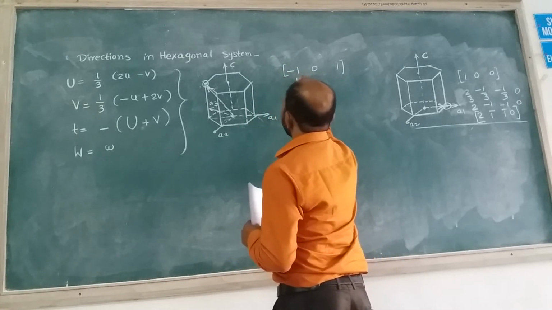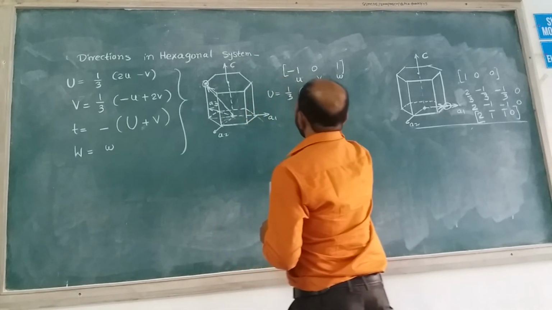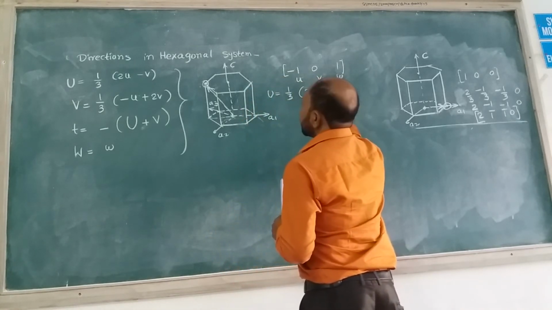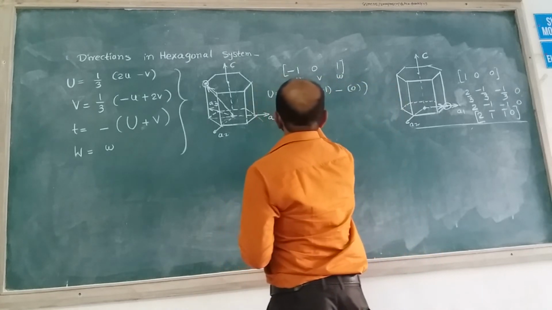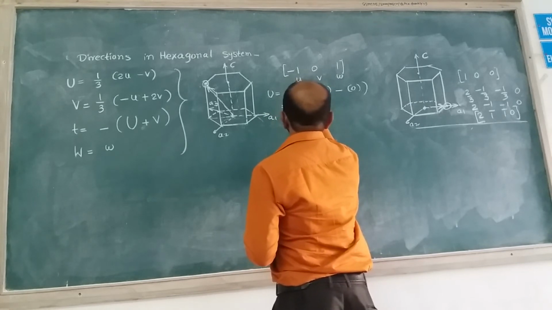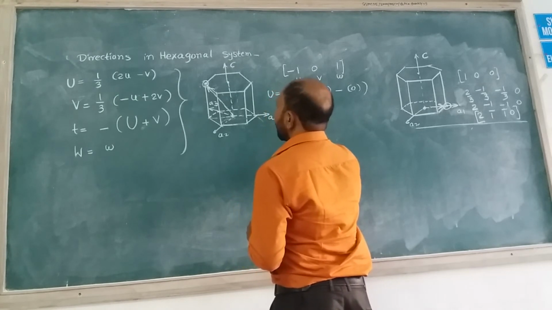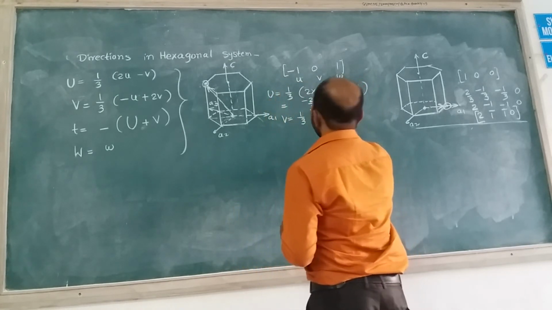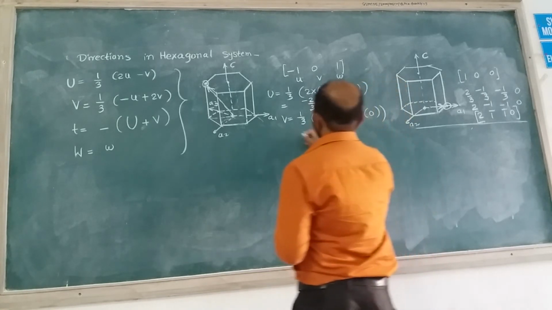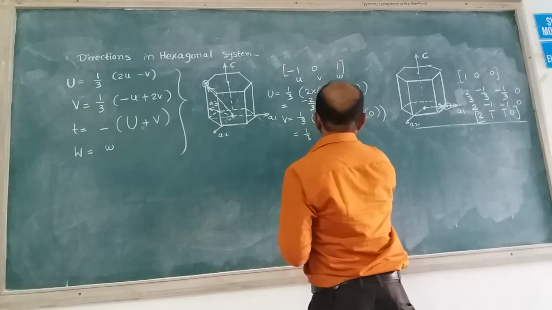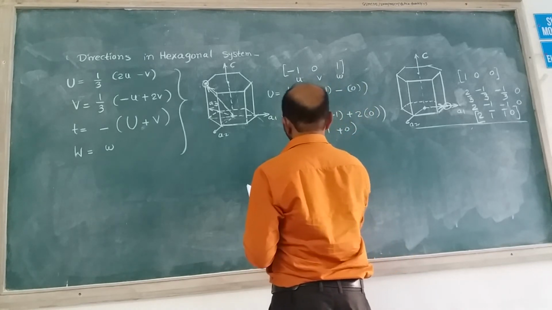Now we convert it into the Miller-Bravais indices system. So this is U, V, W. U is equal to 1 upon 3 into bracket 2 into -1 minus V, that is 0. So the value becomes -2 upon 3. This is our first value. V becomes 1 upon 3 into bracket -1 plus 2 into 0. So 1 upon 3 into -1 plus 0. So the answer becomes -1 upon 3.